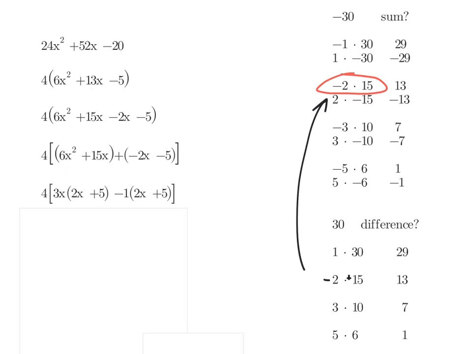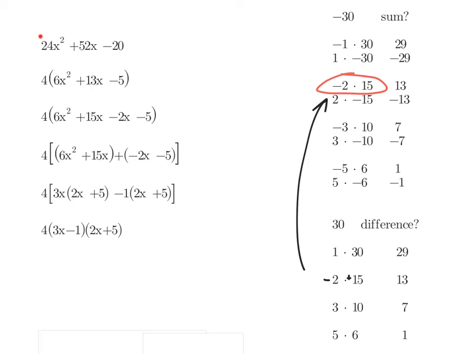Okay? So now what do we do? Now we take, well, the 4 stays there. This 3x becomes the first of the two terms in that binomial, and this -1 becomes the second of the two terms. So 3x minus 1. That's one of them. And then the thing that you got twice, that's the other one. And that's how you do it. And if you multiply them all together, you would get back to the original trinomial up here.